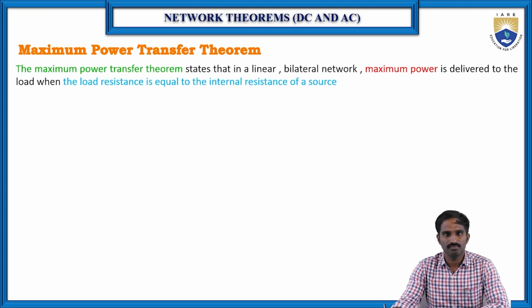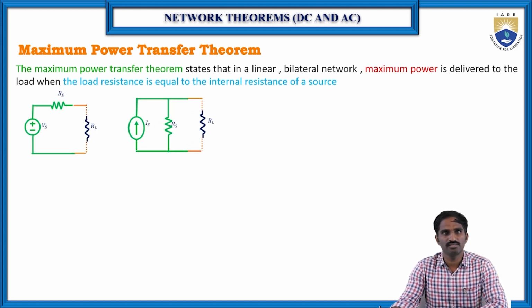This theorem gives the condition to find the maximum power flowing through the load resistance. At what condition is the maximum power flowing through the load resistance? Load resistance means a particular resistance at which we need to find the total power delivered.